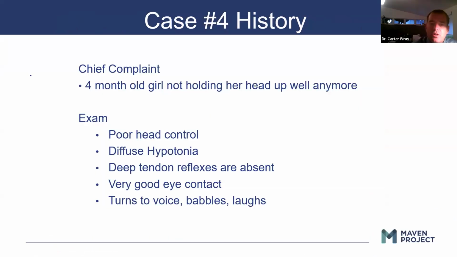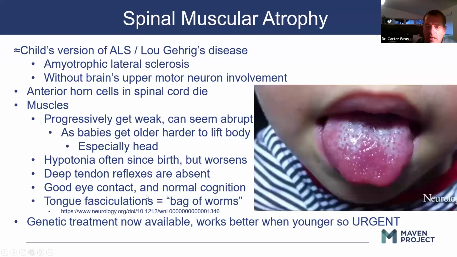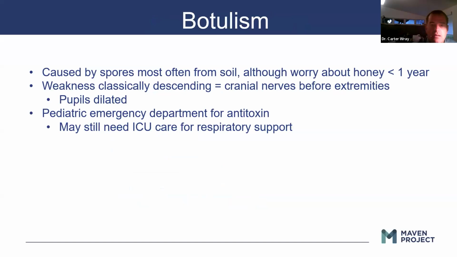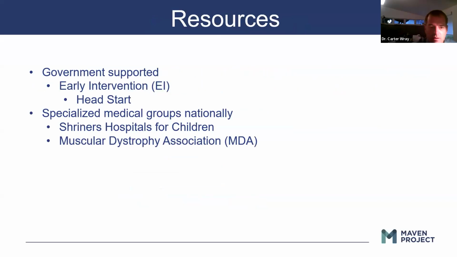Here's another kid. She's 4 months old, and the mom says she's not holding her head up as well as she used to. That certainly should make you worry about regression. Poor head control with diffuse hypotonia and absent reflexes. If she's got really good eye contact, that makes me think that her brain is doing well. I'm realizing that I'm a little bit short on time, so I'm not going to get too much into the weeds of spinal muscular atrophy. This fortunately now is on the newborn screen for Connecticut, so hopefully you should not actually see kids, although some will be missed. So I'm going to skip over that. The other thing you could worry about would be infant botulism. But given the time, I want to save some for questions.